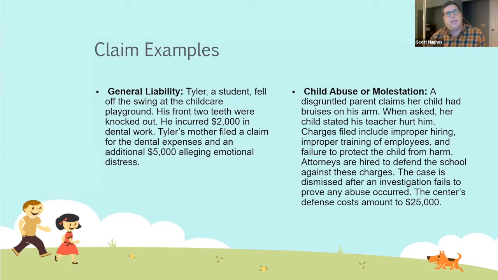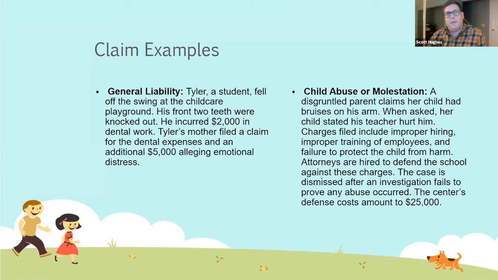A second claim example: a disgruntled parent claims her child had bruises on his arm. When asked, her child stated his teacher or care provider hurt him. Charges filed included improper hiring and improper training of employees. You may or may not have people helping you, it may just be you, but employees are also another area of exposure that could cost you a lot of money.